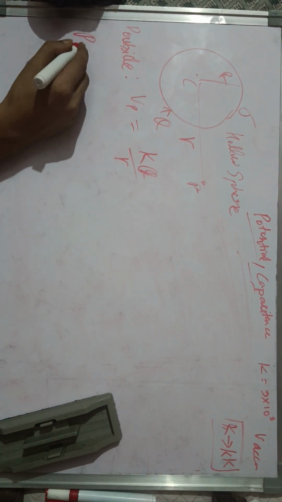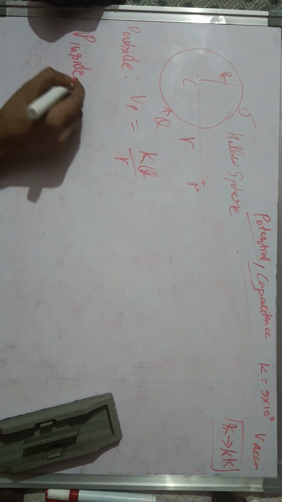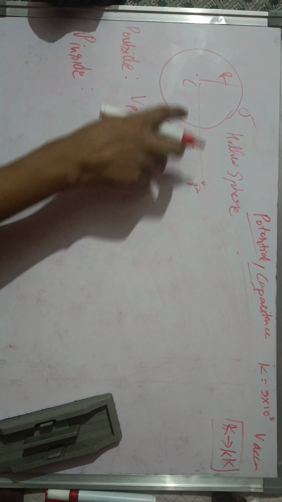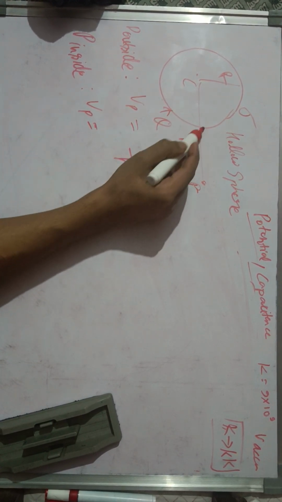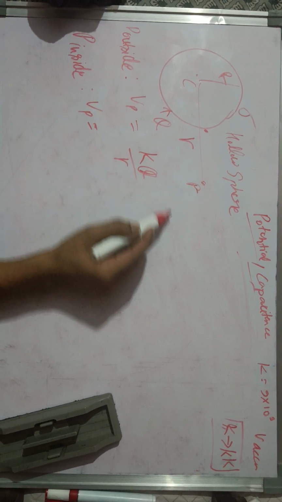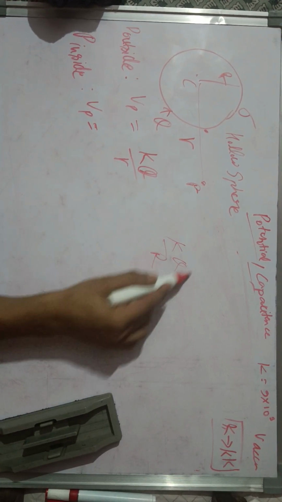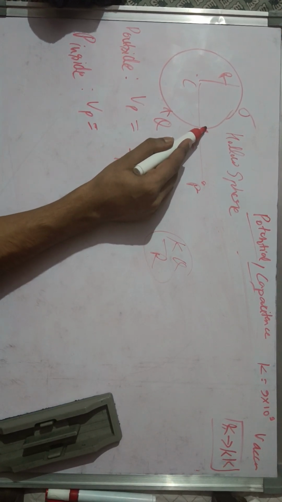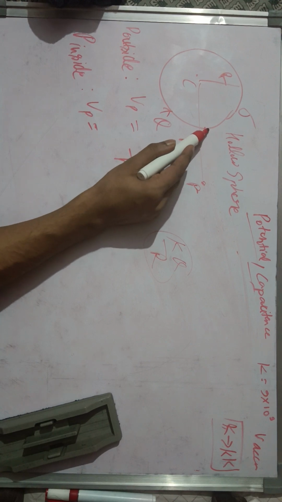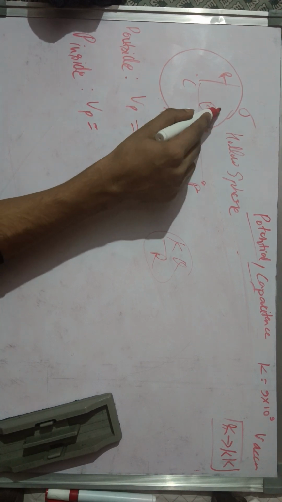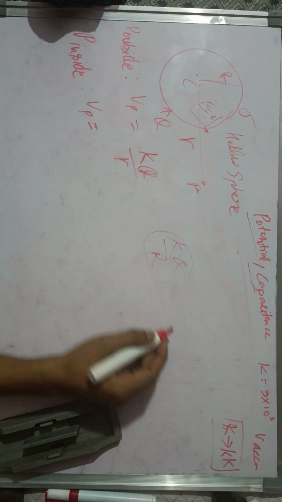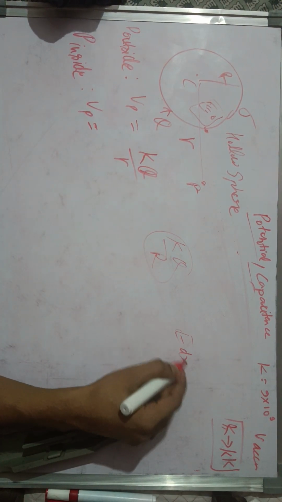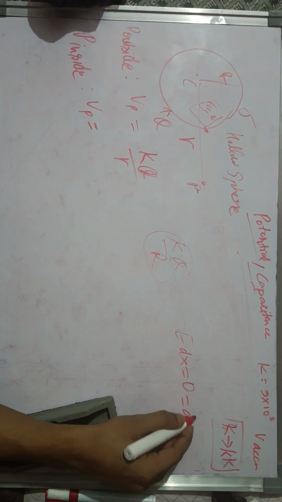And if P is inside, then since it is a hollow sphere, we know that the potential at this point would be kq by r, just outside this sphere. And since the electric field E is equal to 0 inside this hollow sphere, E·dx will be 0, which is equal to dV.